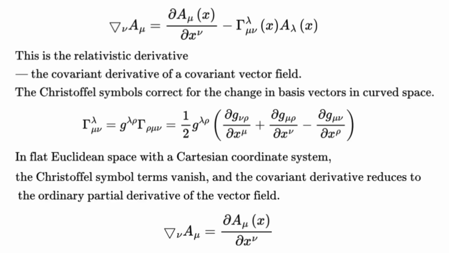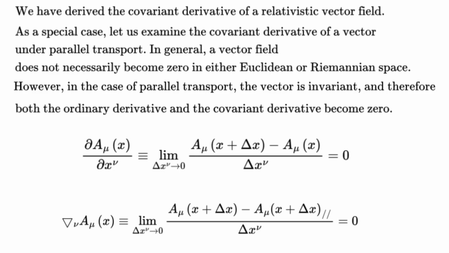The Christoffel symbols correct for the change in basis vectors in curved space. In flat Euclidean space with a Cartesian coordinate system, the Christoffel symbol terms vanish, and the covariant derivative reduces to the ordinary partial derivative of the vector field. We have derived the covariant derivative of a relativistic vector field. As a special case, let us examine the covariant derivative of a vector under parallel transport.